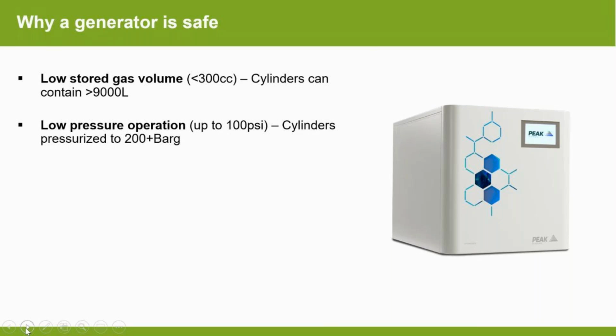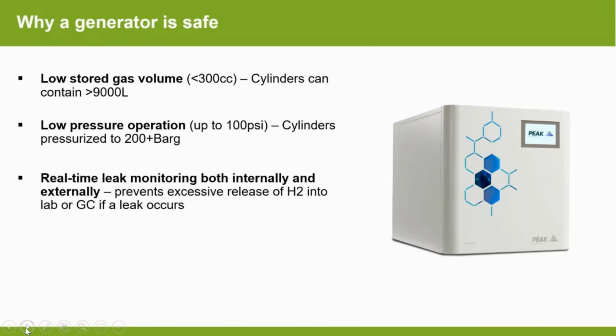In terms of the internal pressure, our systems deliver up to 100 psi, so that's 6.9 bar pressure. Again, if we contrast this with a cylinder, we're typically looking at 200 bar plus. So you can already see that despite the fact that a generator can supply an entire laboratory, it's operating at much lower pressure and with a lower stored volume. We also have a number of safety features built into our gas generators so that we're monitoring for leaks and also monitoring pressure constantly to prevent any leaks into the laboratory atmosphere.